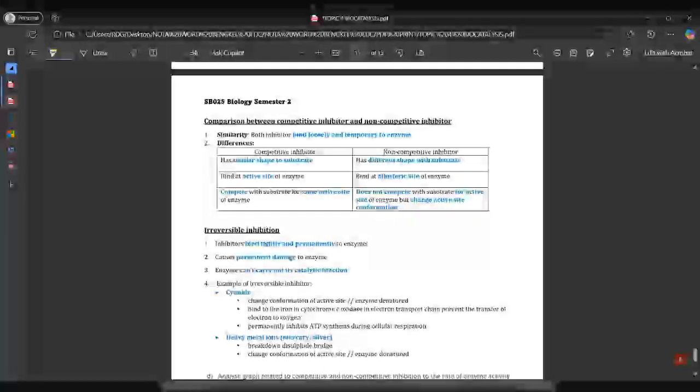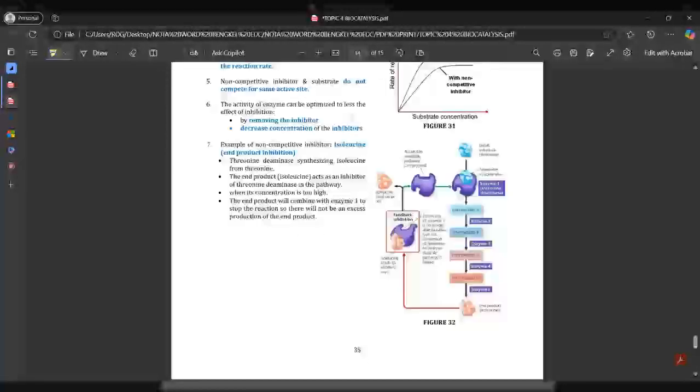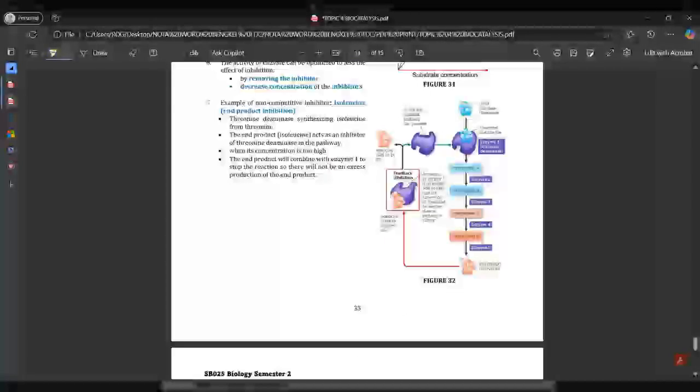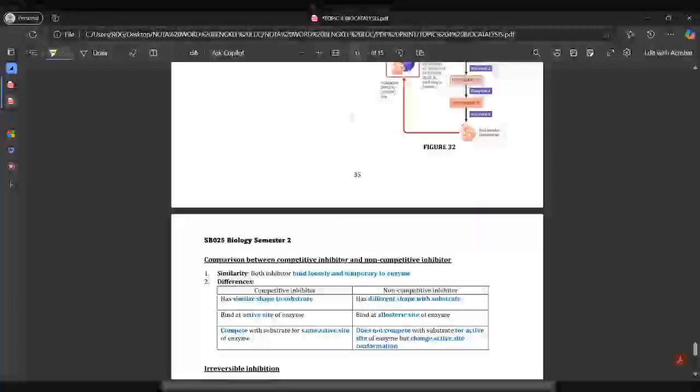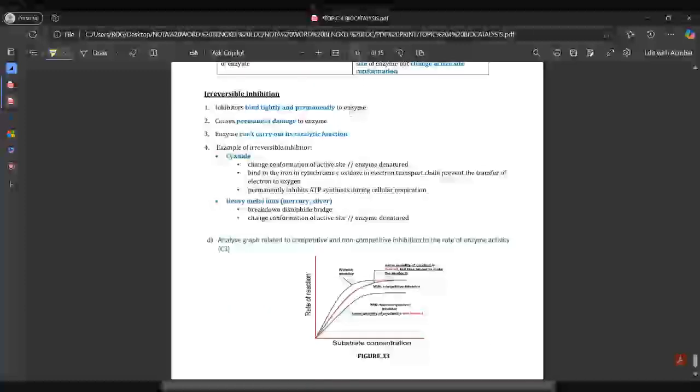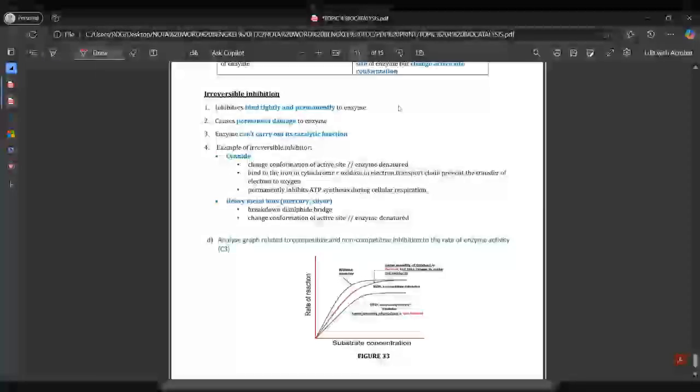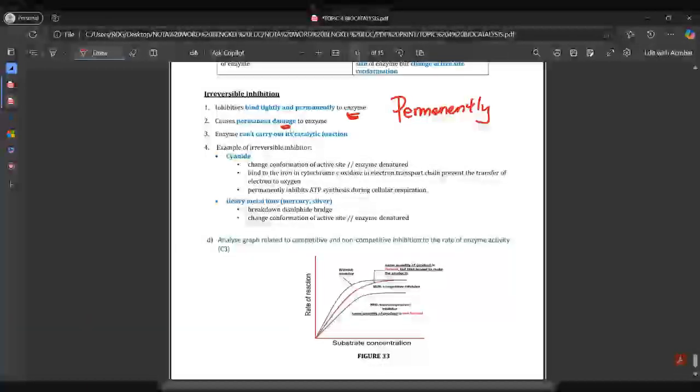And then that's it for reversible inhibition. So they bind temporarily. These two bind temporarily with the enzyme. At some time, they will detach and the enzyme will return to its own function. Okay, irreversible inhibitors are different compared with reversible inhibitors. Irreversible is permanent. They bind permanently with the enzyme, so their effect is permanent. They will damage the enzyme permanently, causing the enzyme to lose its function.